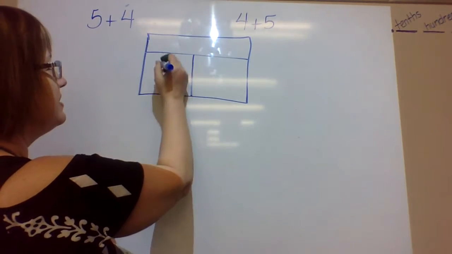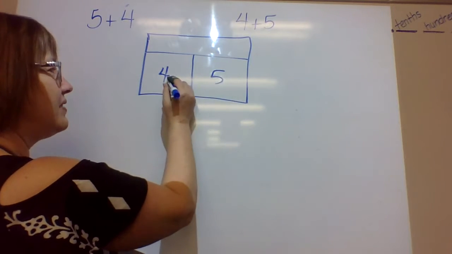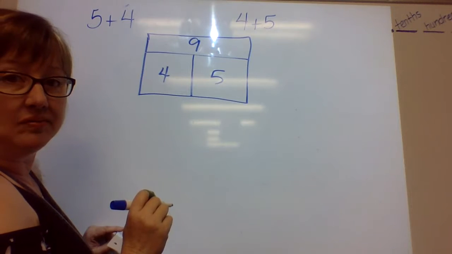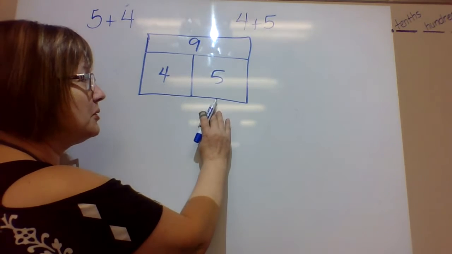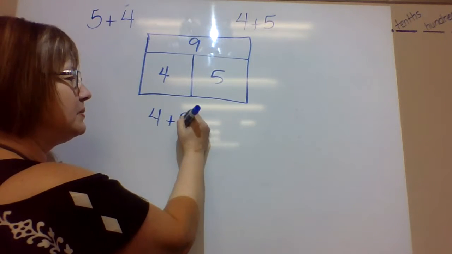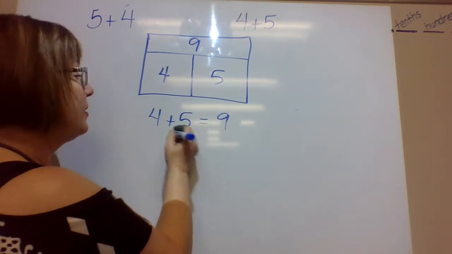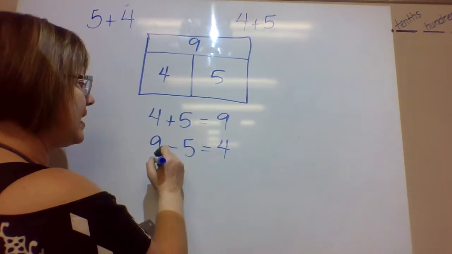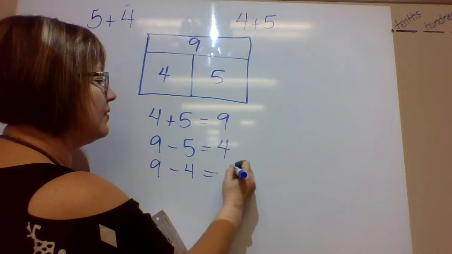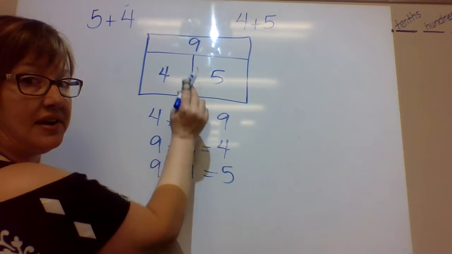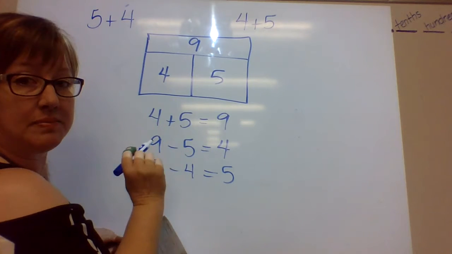Okay, we have a 5 and a 4, so we could either put 5 here, 4 here, it doesn't matter. And both of those equal 9. Okay, so we could do a part-whole model. We could write 4 plus 5 equals 9, or we could write 9 minus 5 equals 4, or we could write 9 minus 4 equals 5, right? Just by these three boxes. So the answer's up here, and the numbers to get to that answer are down there.